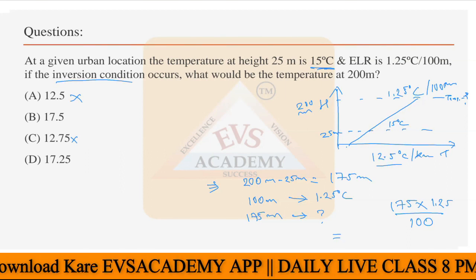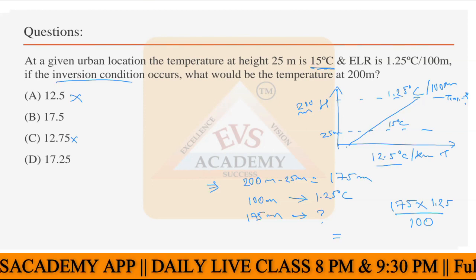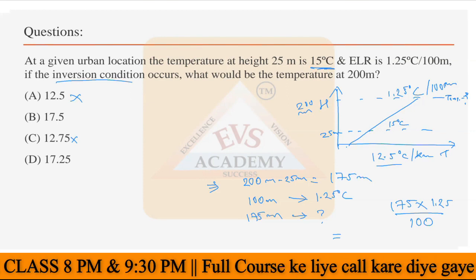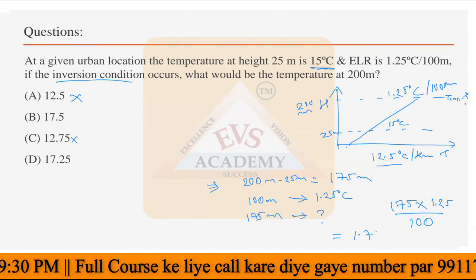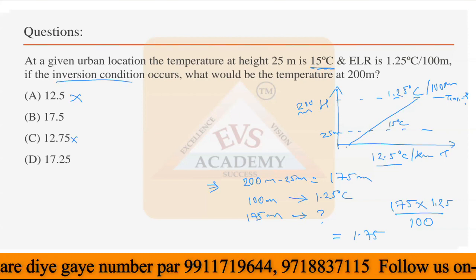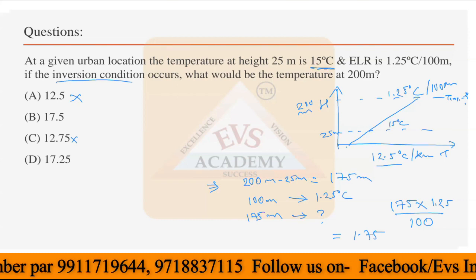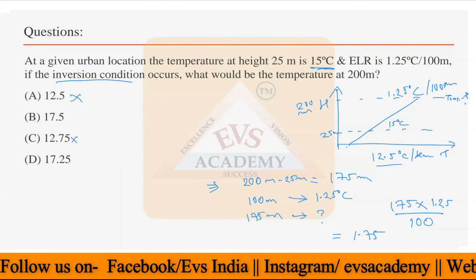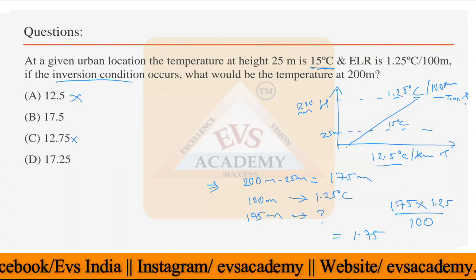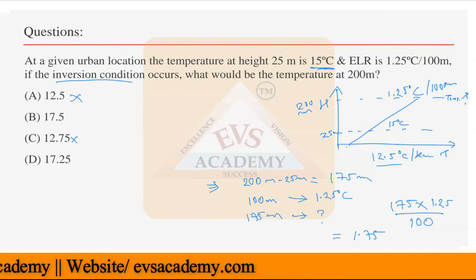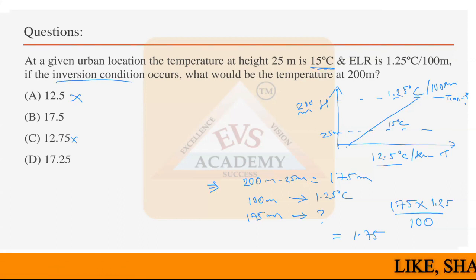So 175 multiplied by 1.25 divided by 100. That would be somewhere around 1.75. So 15 degrees Celsius plus 1.75, or 1.5, you can take the approximation I am doing here. In this approximation, you can see that the value you are getting is around 1.7, 1.5. So the value you will get is... something wrong I am doing here.